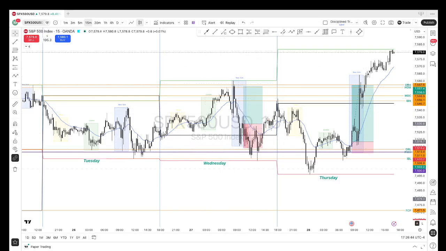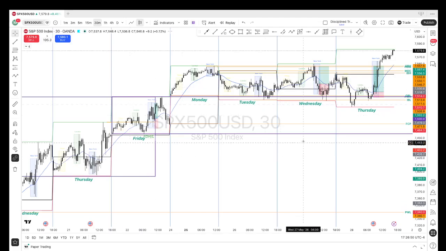But I was looking at NAS. I missed the entry on NAS. I hopped to SP, and I hopped in SP super early. So therefore, I missed the trade. Or not missed the trade, I got in a trade that I shouldn't have gotten into. It is what it is.